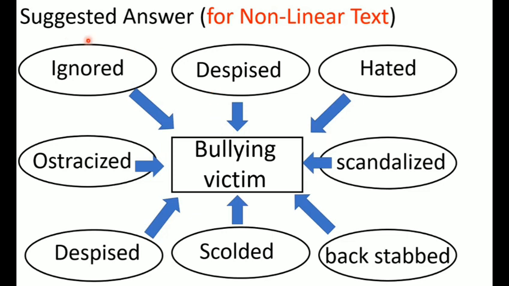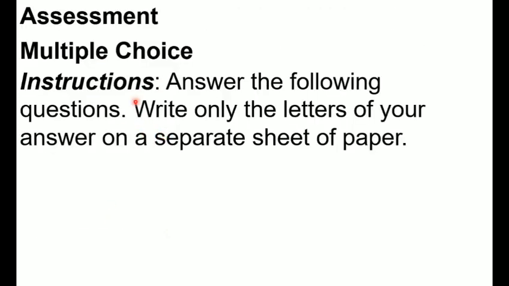Now, here is the suggested answer for non-linear text. Again, this is not found in your module. At the center here, we have bullying, and around here are the words that describe the feeling of a person that is being bullied, the bullying victim. We have despised, hated. Bullying victim is scandalized, is backstabbed, scolded, despised, ostracized, and ignored. Alright, now here is the assessment.